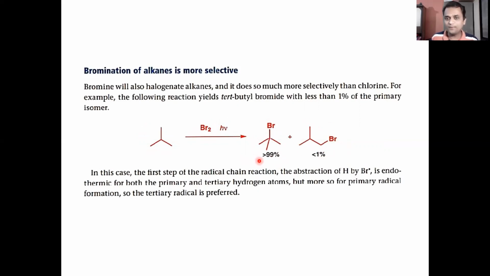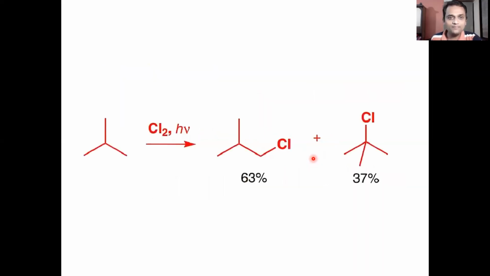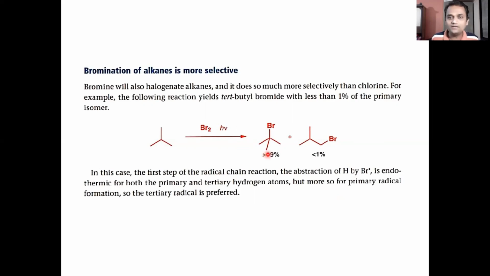Now, when we see the proportion of product here, the tertiary butyl bromide is in a proportion of greater than 99%, and the primary isomer is less than 1%. So that proportion was not observed in the case of chlorination of alkanes. If we see the same reaction, the chlorination gives one product at 63% and another at 37%. But in the case of bromination, the tertiary butyl bromide is greater than 99%, and the primary isomer is less than 1%. Now, why does this happen?